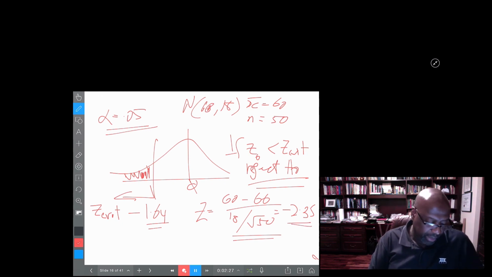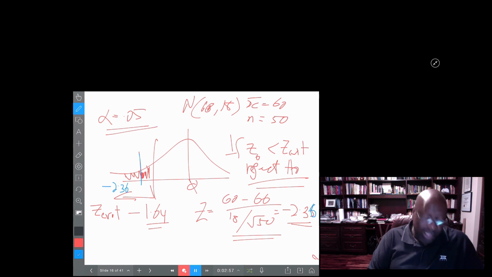So if you look at that value, where does that fall? So this is negative 1.64. So in here, the rejection region, that value would be in the rejection region for sure. So negative 2.3. I said 2.35, but it's actually 2.36. We could round up to 2.36.